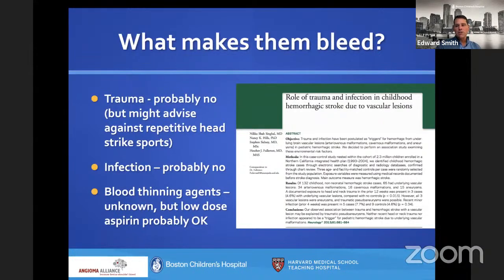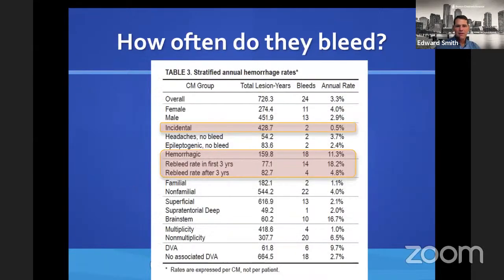Basically, there's not much that will stimulate them to bleed. So repeated head strike sports might do it in the US, American football, much less likely in football for the rest of the world, or soccer, given that the head strikes are far less, but we recommend against boxing and things like that. Infection probably does not do that. And blood thinning agents are probably unlikely. There's been a lot of studies on aspirin. So in short, there's not a whole lot that stimulates these to bleed. And we let most kids who have these do whatever they want for activity.